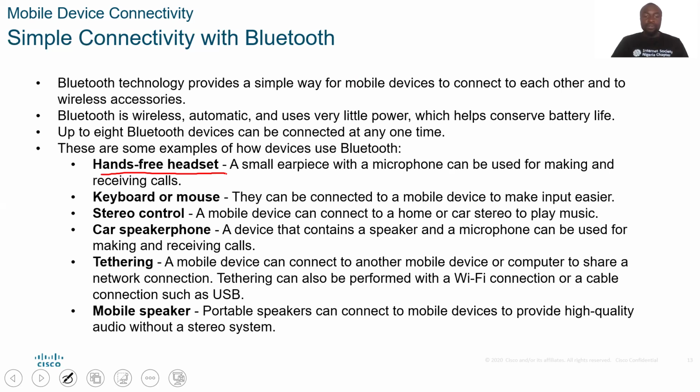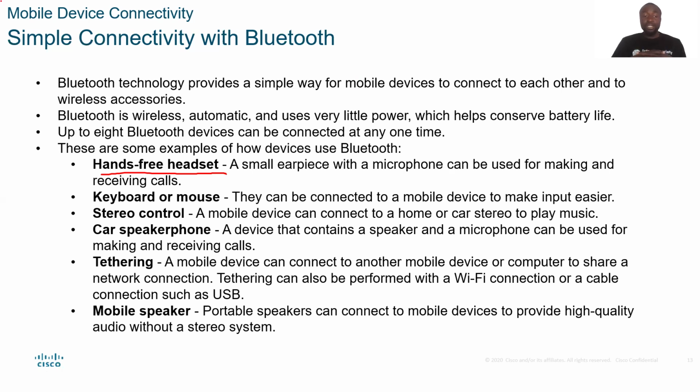Then keyboard or mouse, you can have a wireless mouse, and then you can have wireless keyboards. You can have stereo control, that is maybe in your house or in your car. You want to play music in your car, you can use stereo control, it uses Bluetooth. Then you can have car speaker phone, all right? A device that contains a speaker and a microphone can be used for making and receiving calls. That is for car speaker phone, Bluetooth.